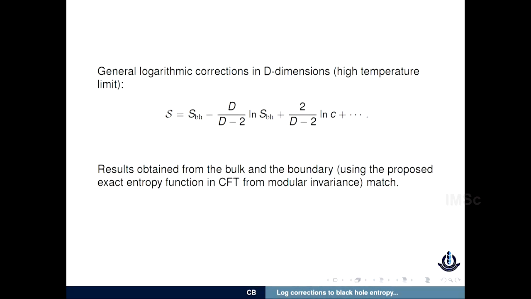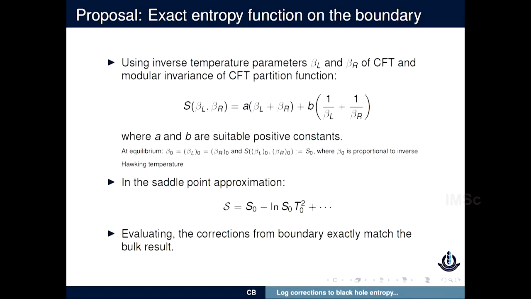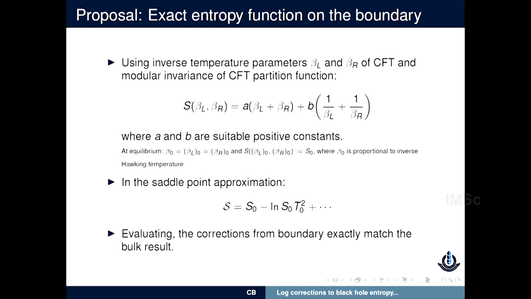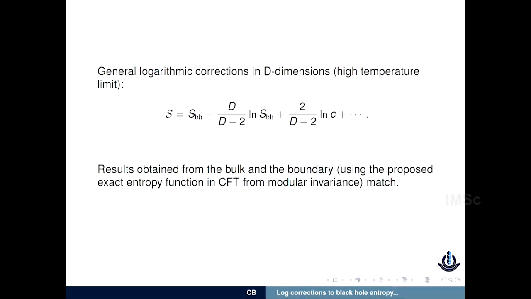So how do you check whether this result is correct or not? We have this CFT relation. We have this phenomenological relation for entropy motivated from modular invariance, and if you use this in d dimensions, that also gives rise to the same relation. So bulk and boundary, there is at least one way to compare the results. So this is pretty much the computation.